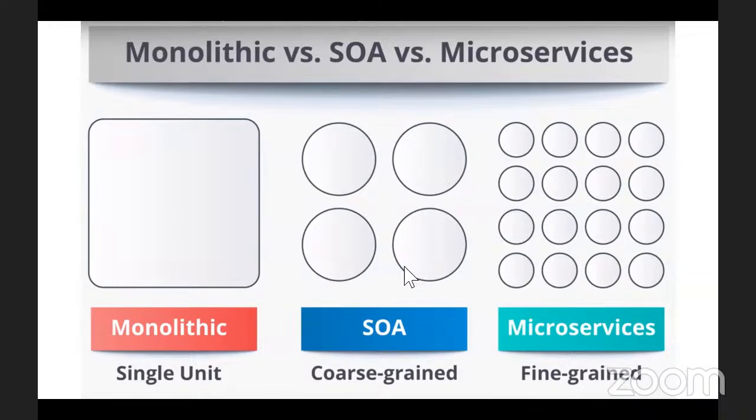This is typically microservice architecture: monolithic, service-oriented, microservices. If my entire architecture is in one unit, it is monolithic. If it is separated into different circles but in the same house, the same unit only, that is SOA. And microservices are completely distributed, completely spread. That is called microservices architecture.